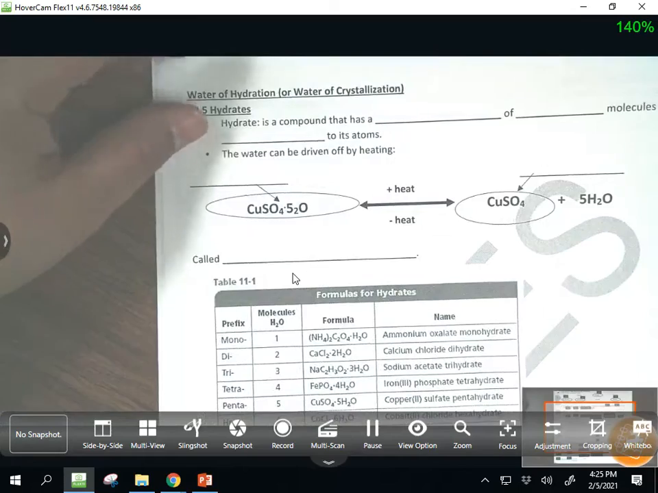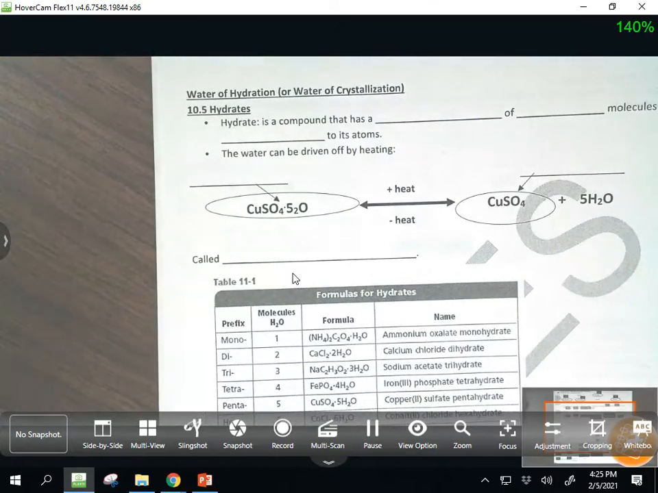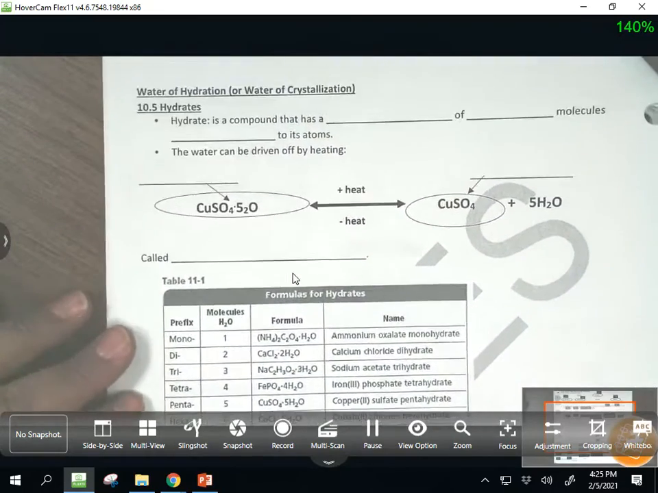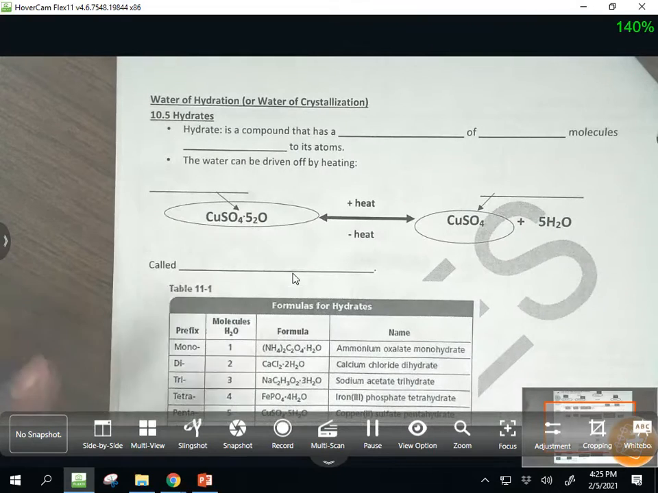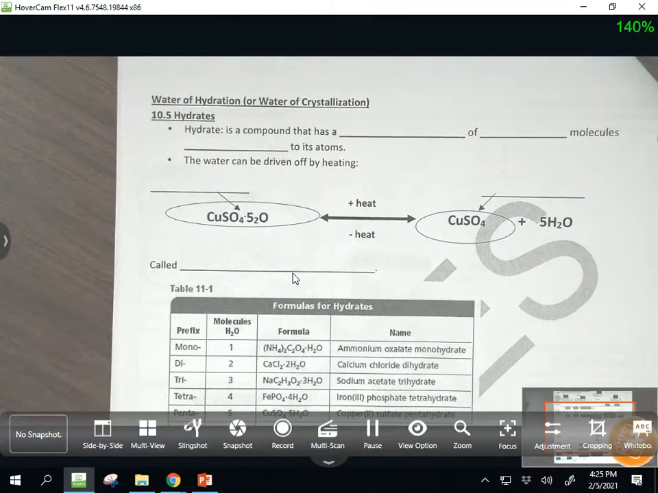Now, we're looking at the notes. For the notes, we are going to look at page 8. You need your notes. You need a periodic table. You need something to write with and a calculator. So a hydrate. Hydrate is the last thing we have to learn. Hydrates are an application of empirical formulas.